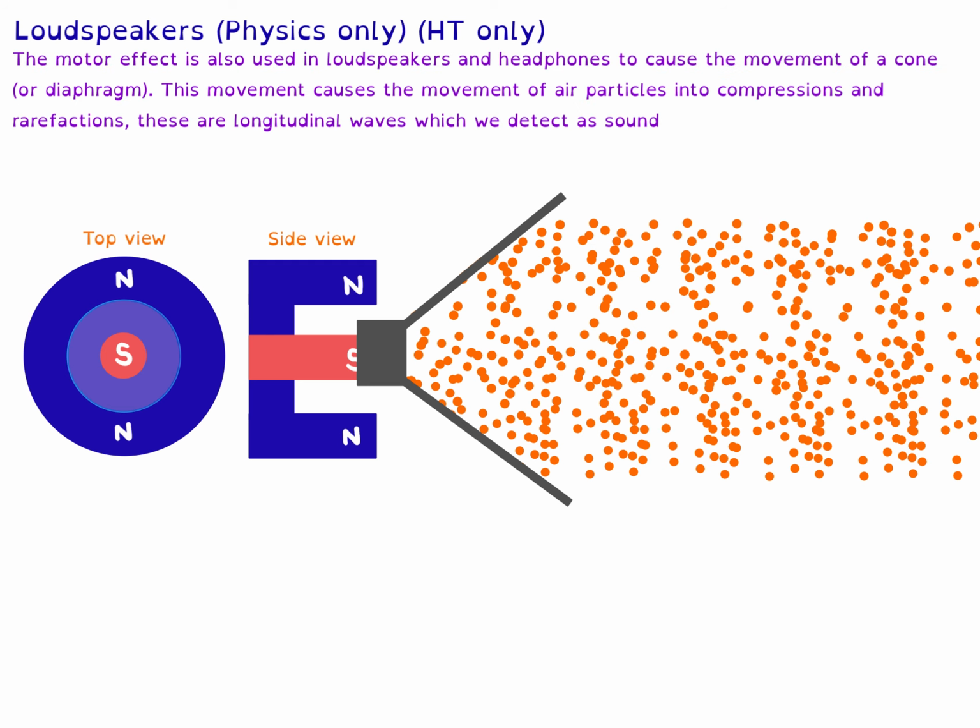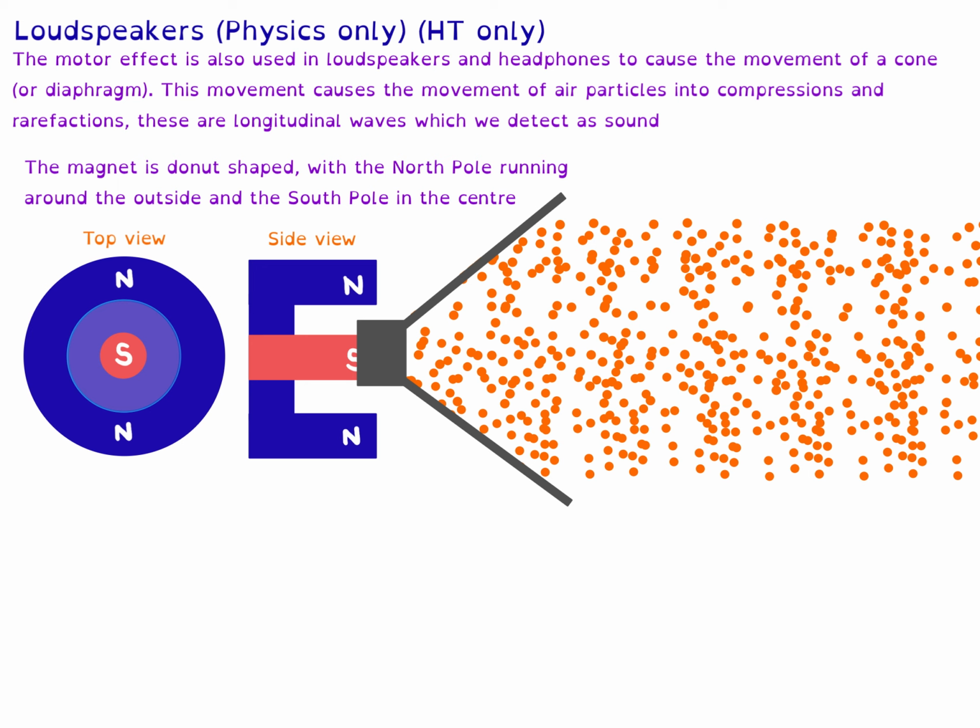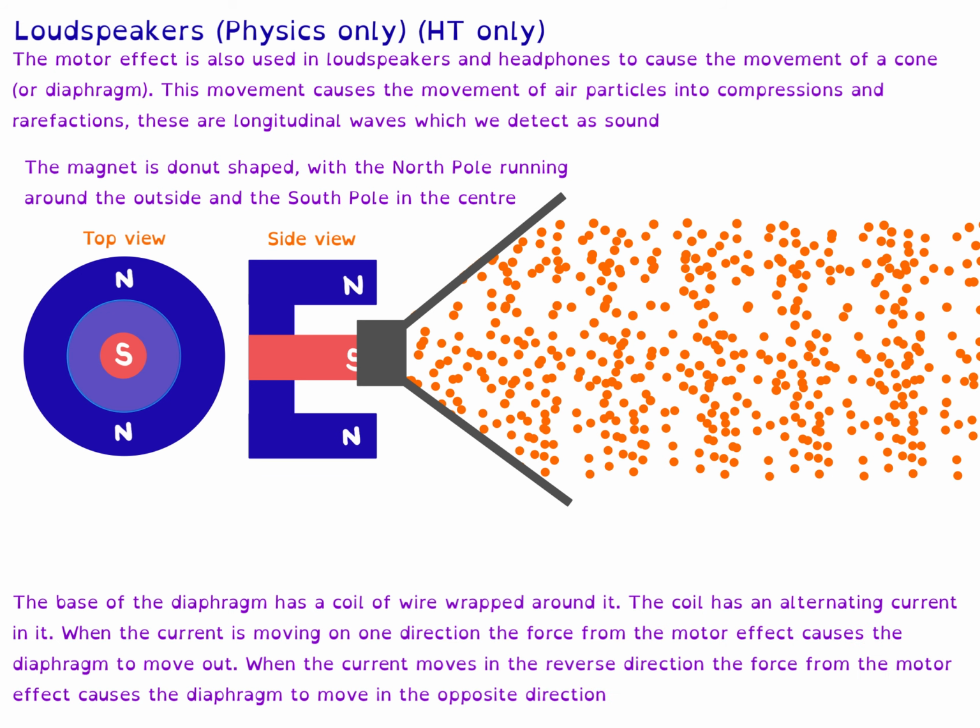The motor effect is also used in loudspeakers and headphones to cause the movement of a cone or diaphragm. This movement causes the movement of air particles into compressions and rarefactions. These are longitudinal waves which we can detect as sound. In this example, the magnet is a donut shape, with the North Pole running around the outside and the South Pole in the centre. The base of the diaphragm has a coil of wire wrapped around it.